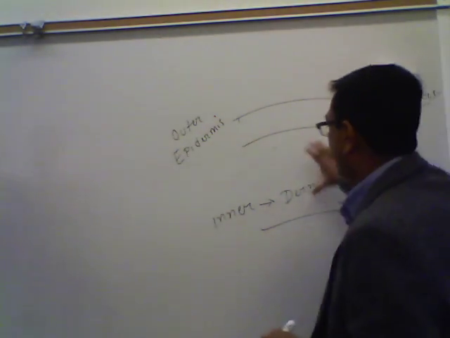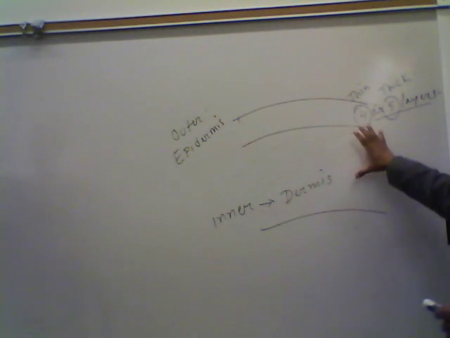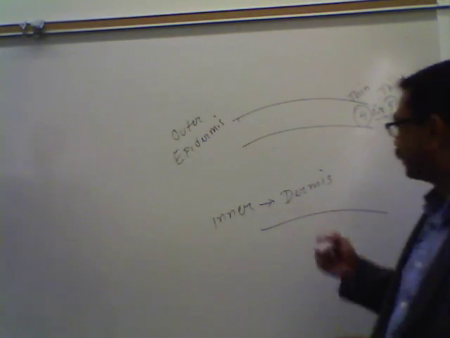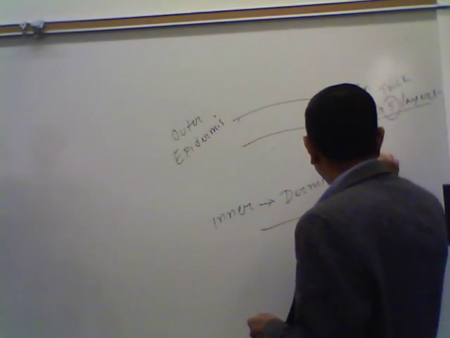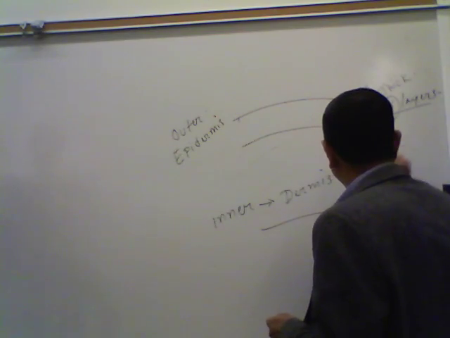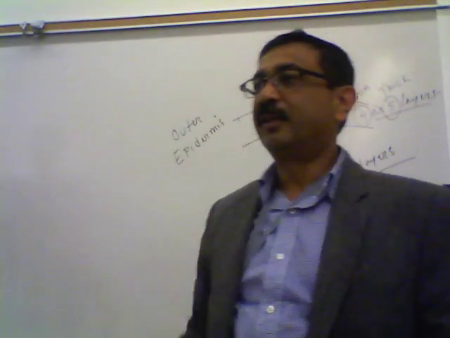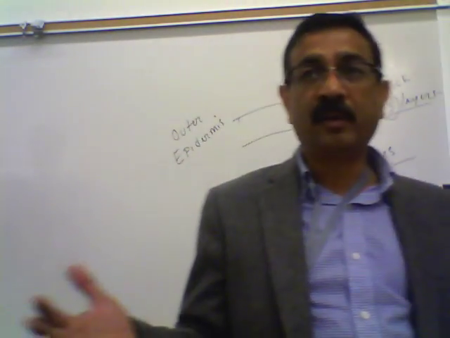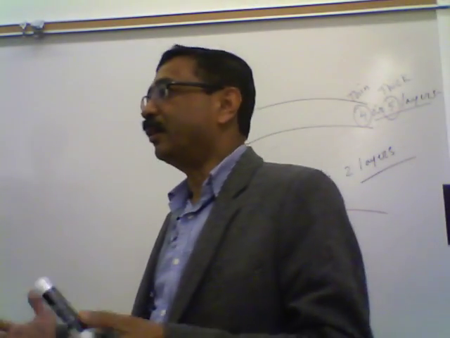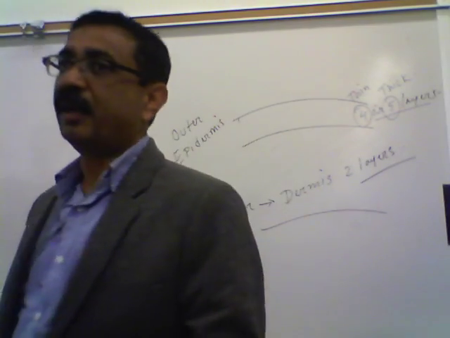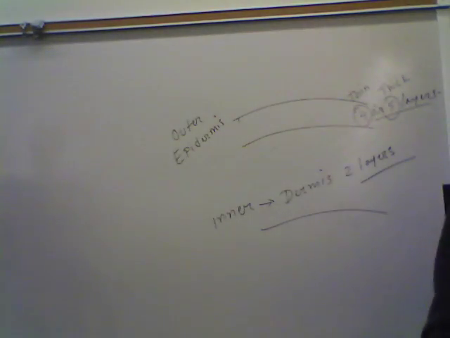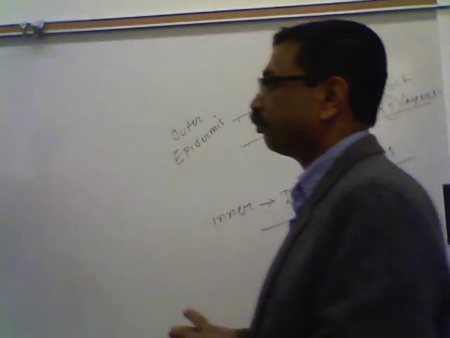Okay. Although dermis is much thicker than the epidermis, dermis has only 2 layers. Only 2 layers. Okay. So epidermis has 4 or 5 depending on if it is thick or thin skin, and dermis has 2 layers. Both in thick and thin, dermis has 2 layers.